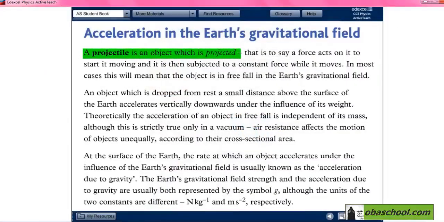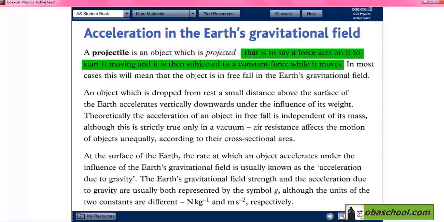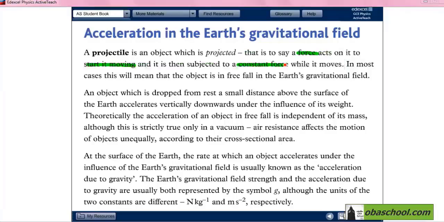A projectile is an object which is projected. That is to say, a force acts on it to start it moving, and it is then subjected to a constant force while it moves. In most cases, this will mean that the object is in free fall in the Earth's gravitational field. The constant force here is the weight.